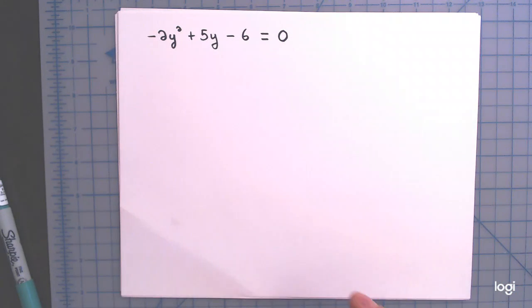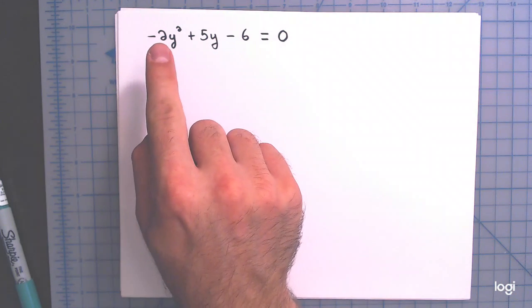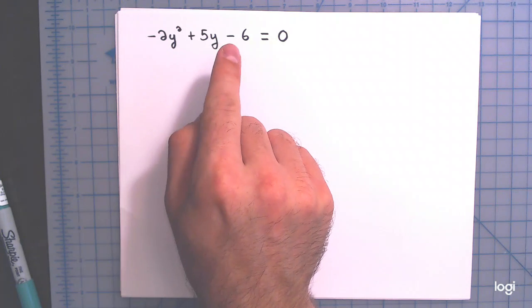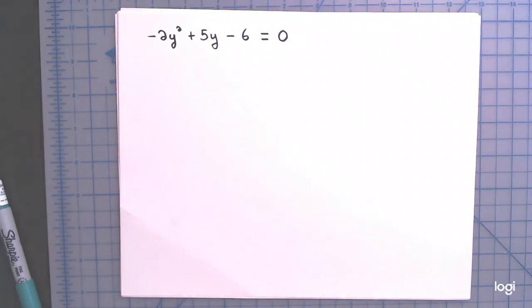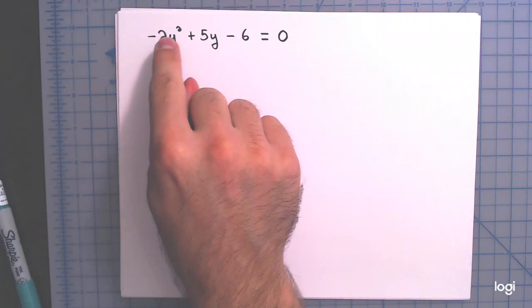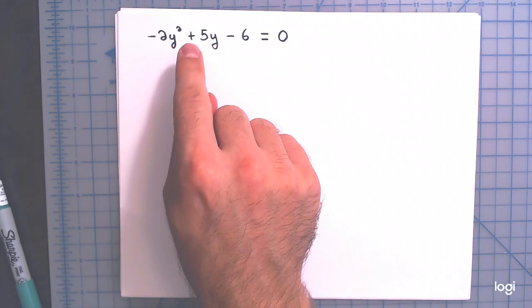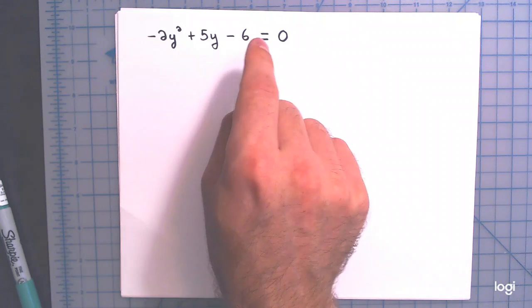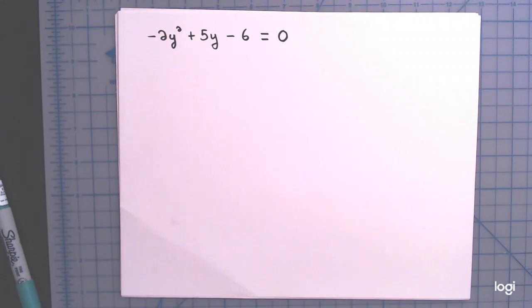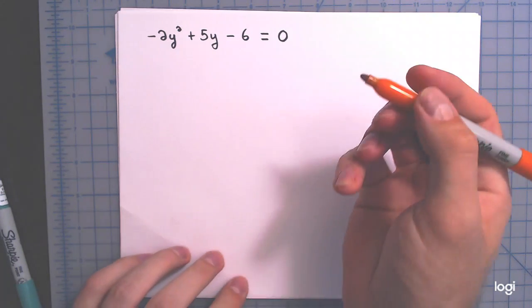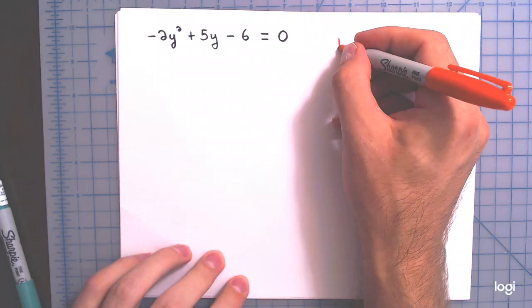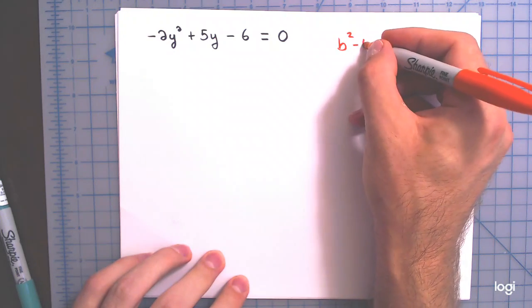All right, so here I'm solving this equation. Negative 2y squared plus 5y minus 6 equals 0. All right, so it's in that standard form. Everything's on one side, 0 on the other. A times y squared plus b times y plus c equals 0. So when it's in standard form, I'm going to check the discriminant, that b squared minus 4ac.